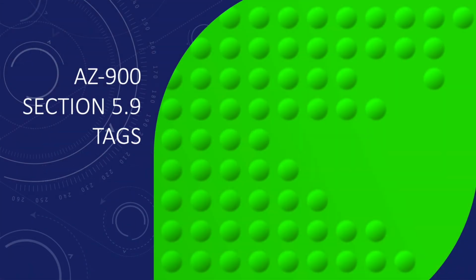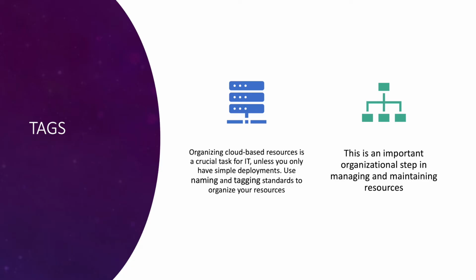5.9, we're going to talk about tags. So tags are actually really something that are super neat, and they allow you to organize your cloud-based environments a lot better. Yeah, it's an important organizational step in managing and maintaining resources.